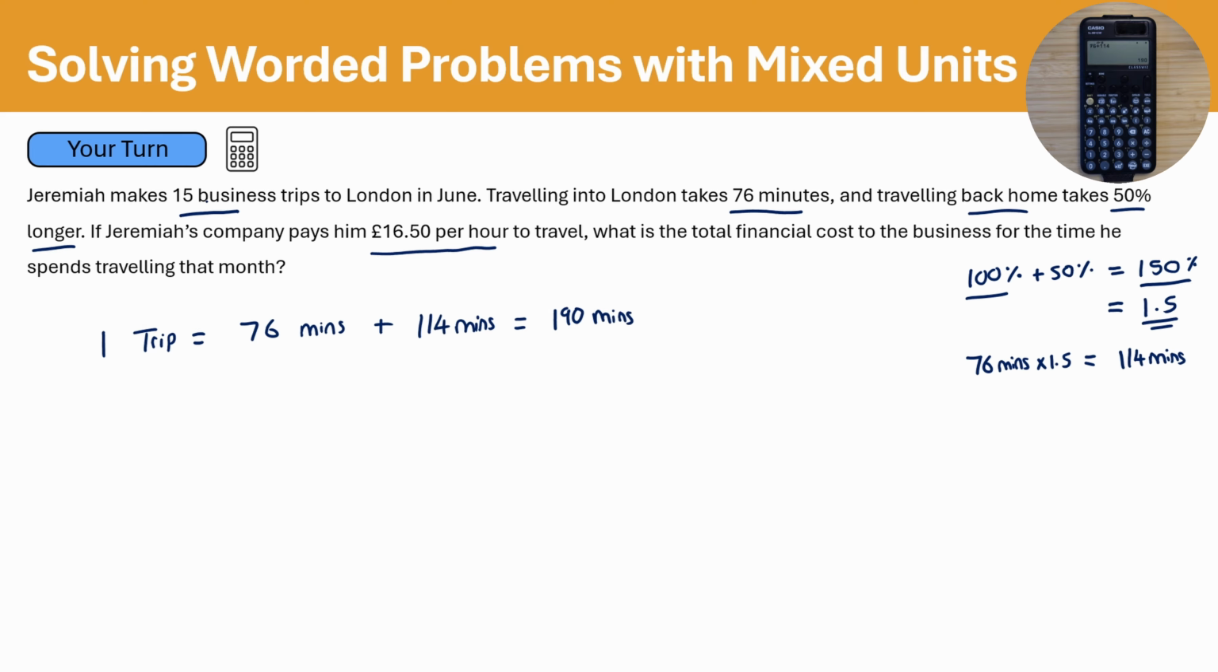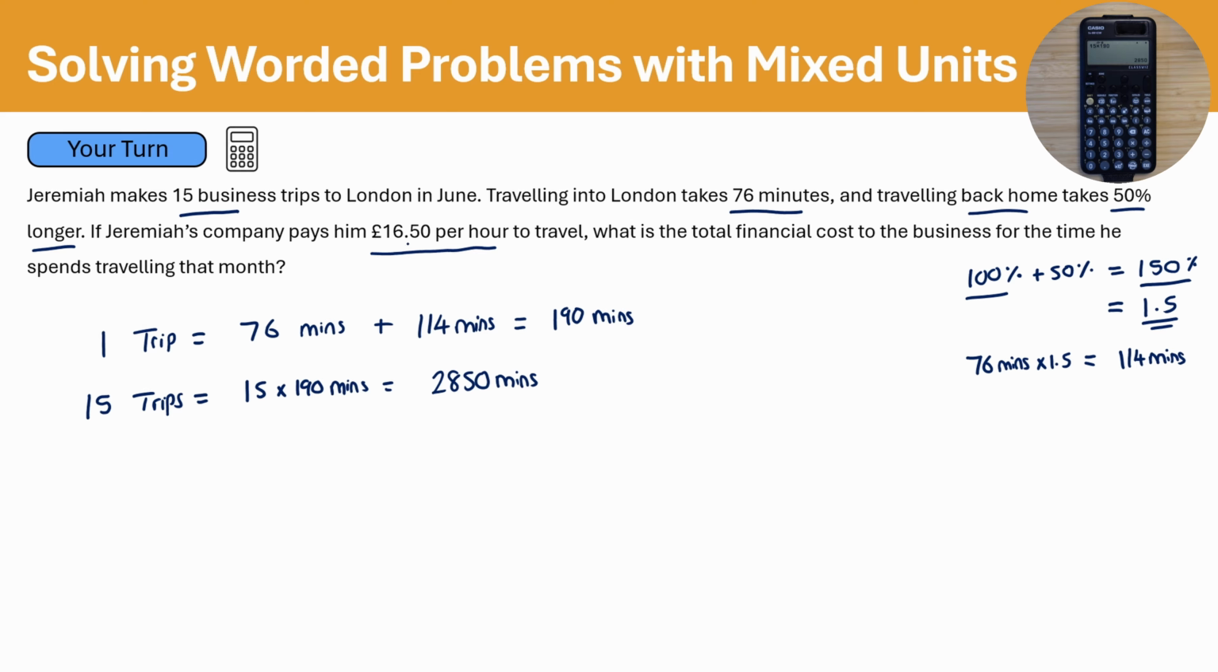It says Jeremiah makes 15 business trips to London in June, so let's work out the time for 15 trips. So 15 trips is going to be 15 times 190 minutes. So do 15 multiplied by 190. And that gives us 2,850 minutes. So we've worked out the total time Jeremiah spends traveling in June.